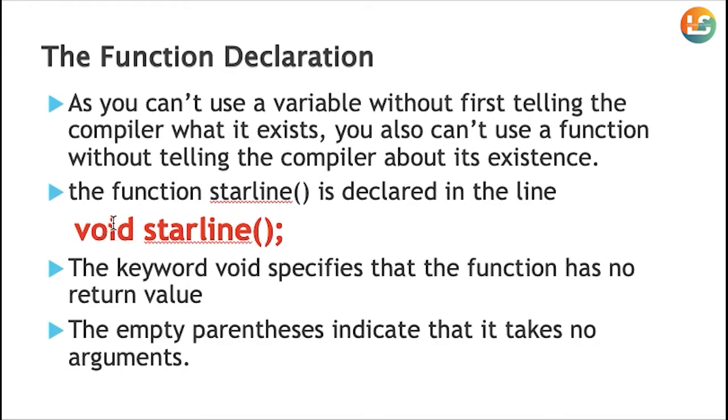Any value this function is going to give back to the caller, the data type of that data is going to be written here. For example, the star line is not going to give anything. Star line is simply printing something on the screen, but it is not providing any data back.